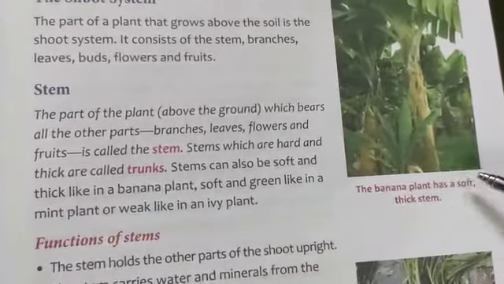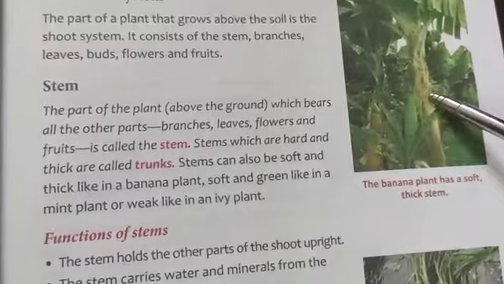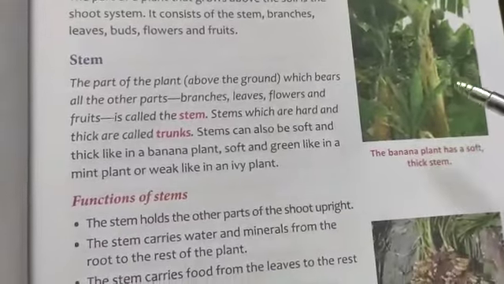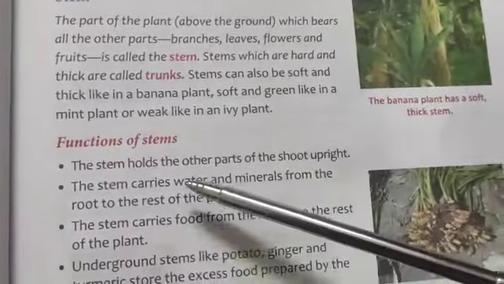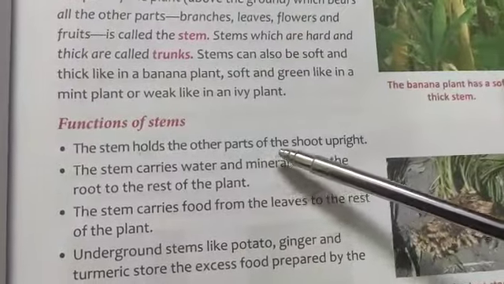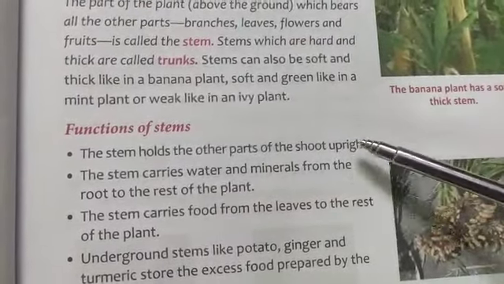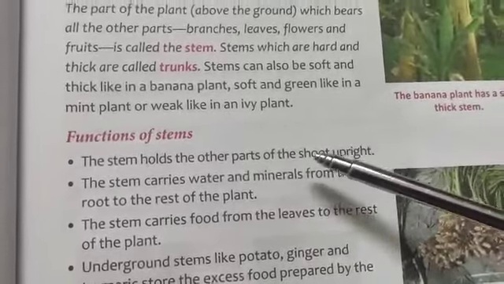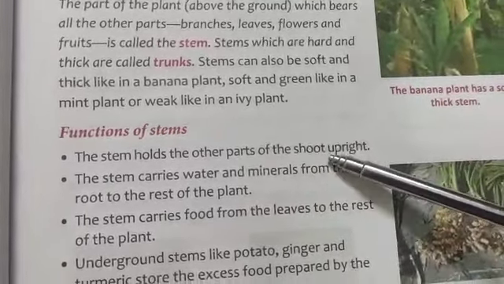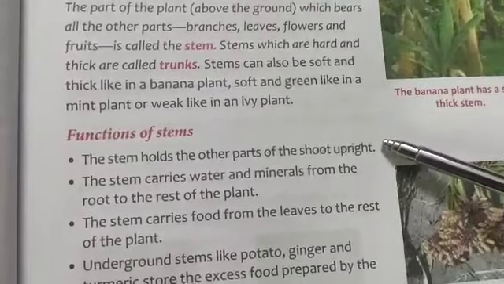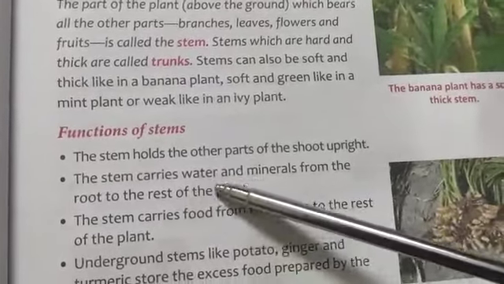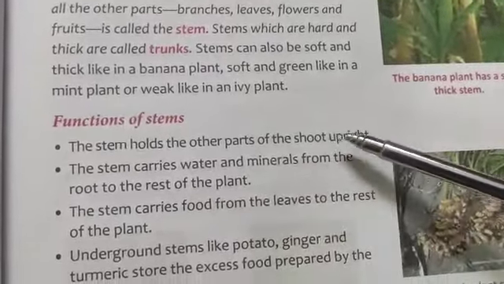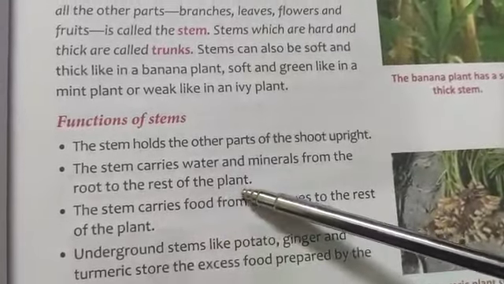See, the banana plant has a soft but thick stem. Now we will learn about the functions of the stem. The stem holds the other parts of the shoot upright. Just like the roots help the plant to stand upright, the stem holds the other parts of the shoot upright, that is, straight. The stem carries water and minerals from the root to the rest of the plant.